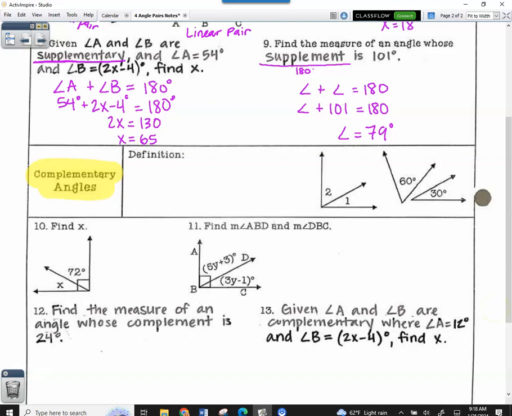Does that make sense? The way that it's written sounds really complicated, but it's just saying, hey, if one angle is 101 and they're supplementary, tell me the other angle. Okay?